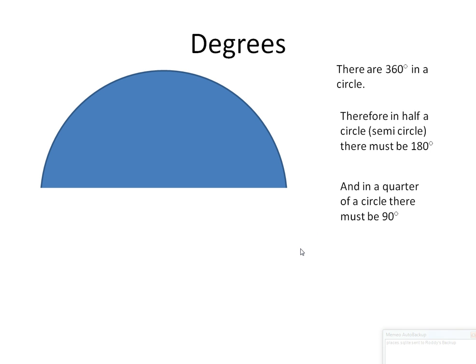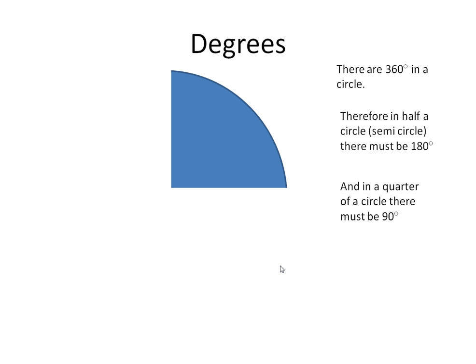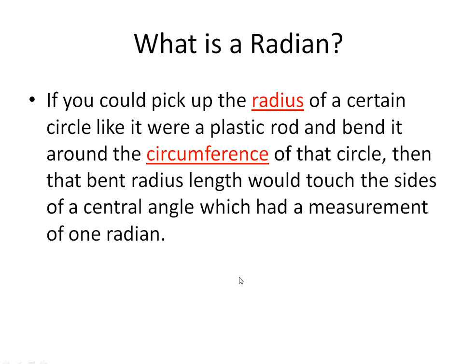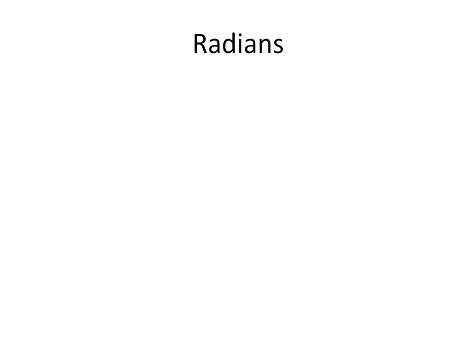And if we looked at a quarter of a circle, a quarter of 360, so 360 divided by 4, is 90 degrees. And we call this angle here a right angle. But what is a radian? Well, if you could pick up the radius of a certain circle, like it were a plastic rod, and bend it around the circumference of that circle, then that bent radius length would touch the sides of a central angle which has a measurement of 1 radian.